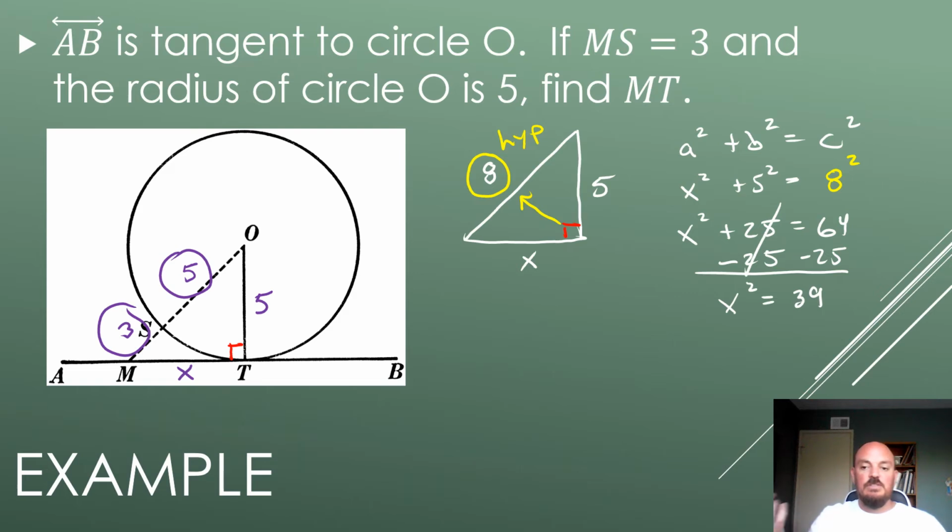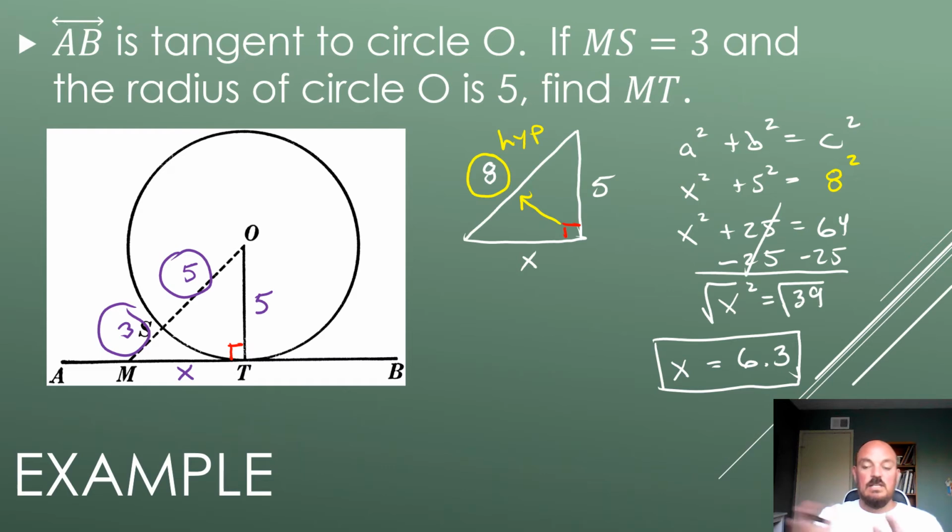Now remember, we talked about this the first time through on the Pythagorean theorem. When you solve for x squared and you want to find x, you do that by taking the square root of both sides. So x ends up equaling the square root of 39. You can leave it as the square root of 39, that would be what we call the exact answer, or you could type it into a calculator. It would come out to about 6.3. Either of those answers is fine.